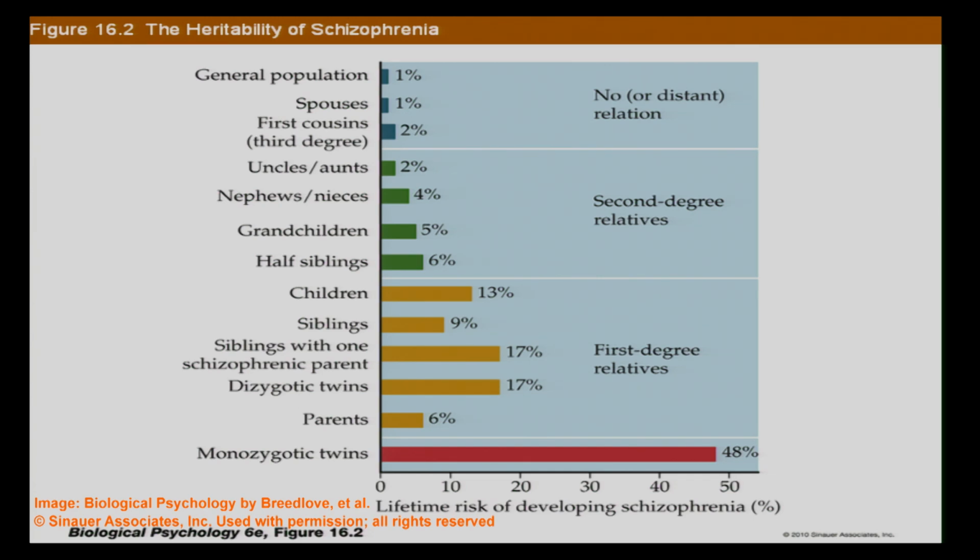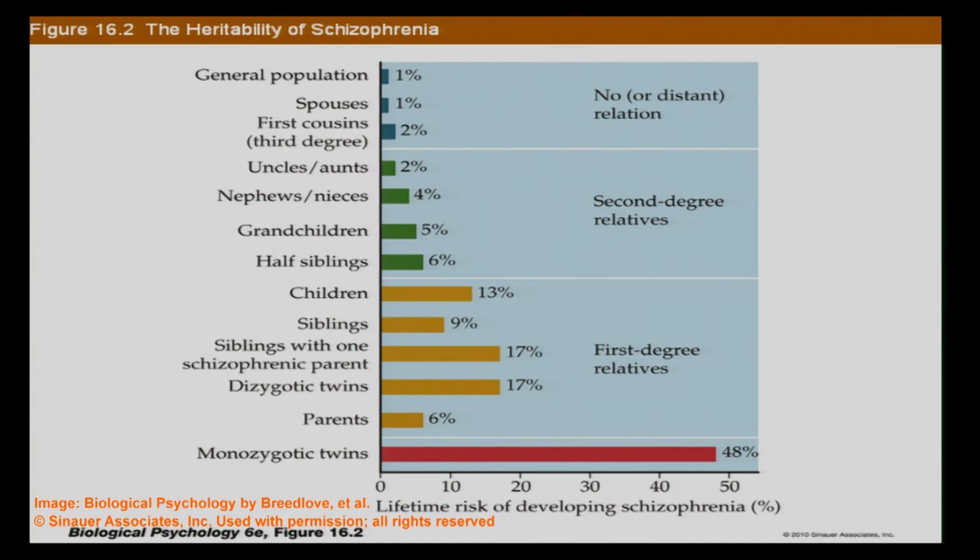50%, you have a 50% likelihood. It means there is a strong genetic component. It's not 100%. If it was 100% genetic, you would expect 100% of the monozygotic twins to have schizophrenia, but it's 50%. That's still quite high, suggesting a genetic component, not all dependent on genetics, but a good proportion is.